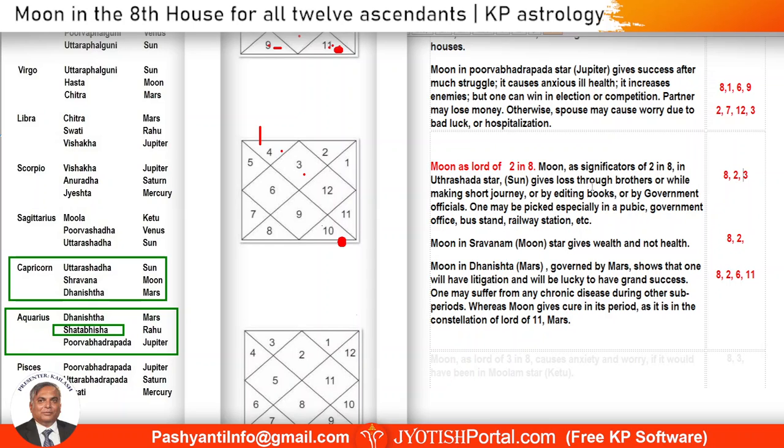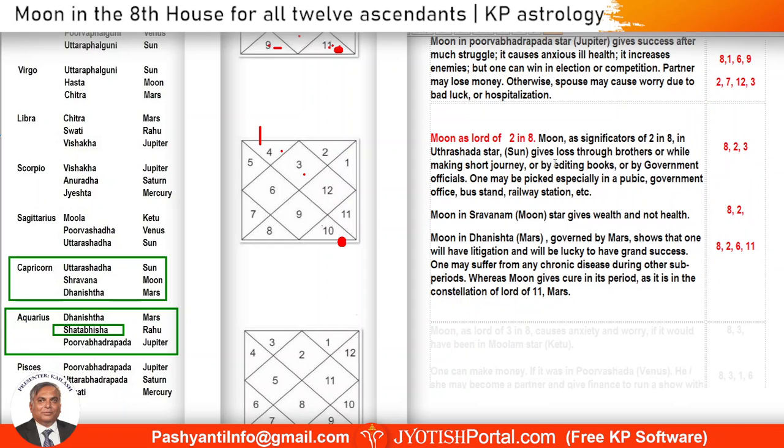Now, there are some very interesting observations by the professor. And it says that it gives loss through brothers or while making a short journey. You see, the 8th house is involved. And compared to the 8th house, all these other houses are very weak, the second and the third house. And then Sun is also involved.